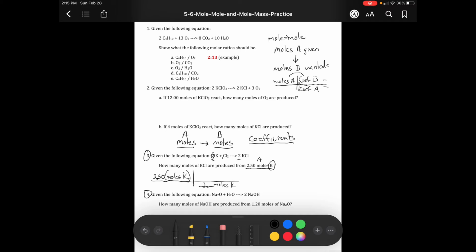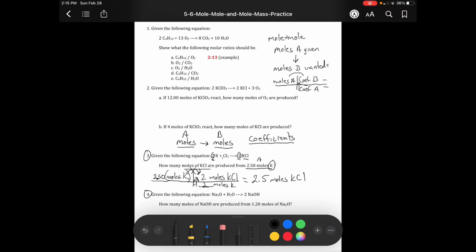And then we are going for substance B, which is KCl. We go 2 KCl. We just pull 2 moles KCl. And now we're ready to multiply across the top and divide by the bottom. So let's do it. Just a calculator. You probably can do this in your head, but I'm not going to. 2.50 times 2 divided by 2 is going to give us 2.5 moles KCl.